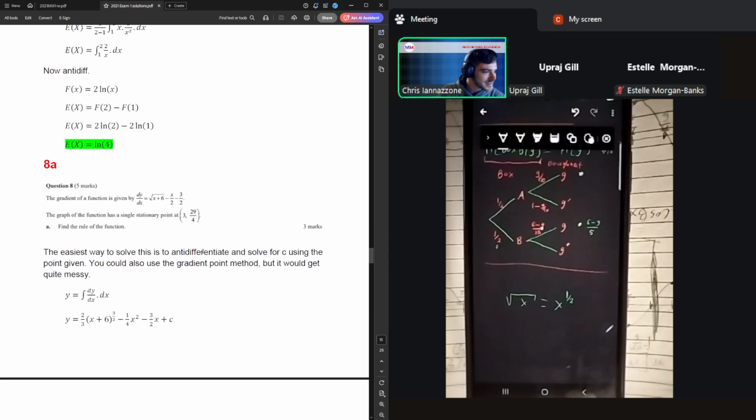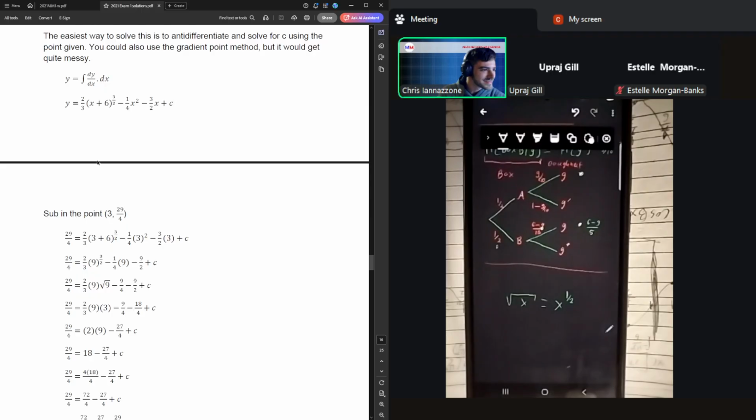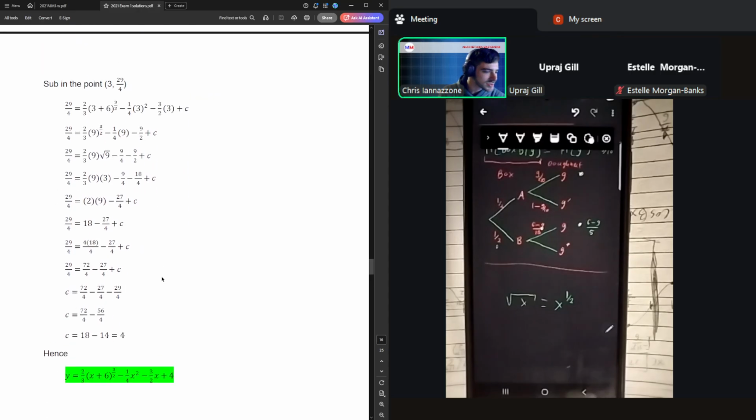The rule of the function is going to be a mouthful. 2 times x plus 6 to the power of 3 on 2, all over 3, minus the fraction of x squared over 4, then minus 3x on 2 minus 4. And -4 is what it should be at the end.